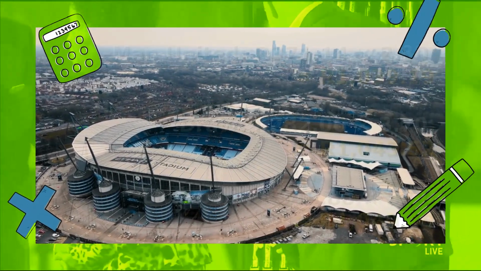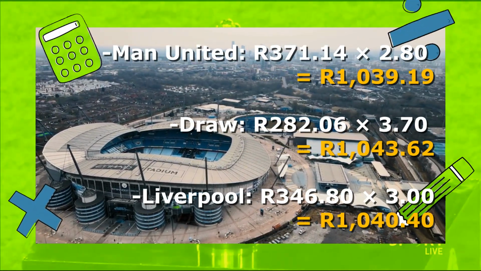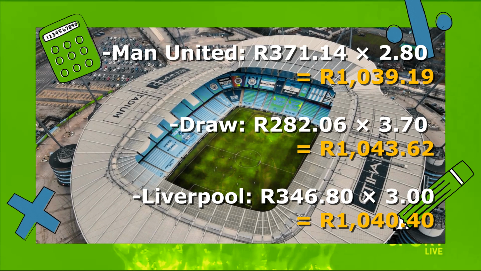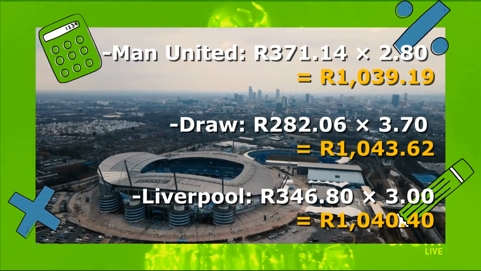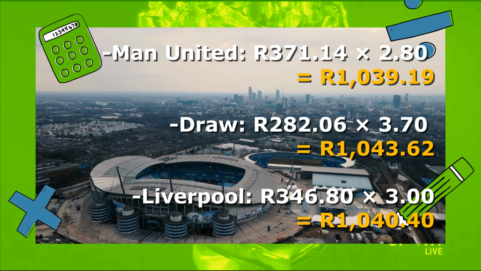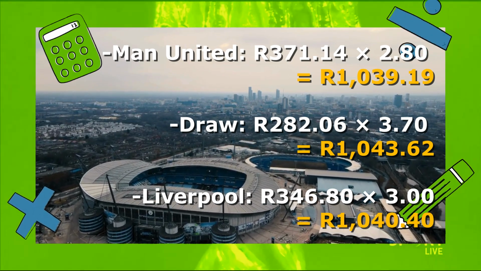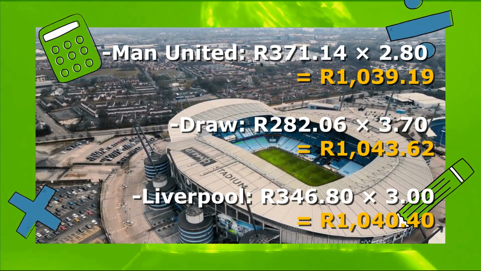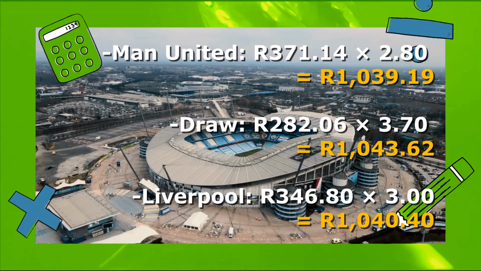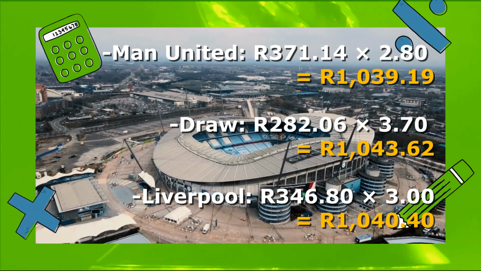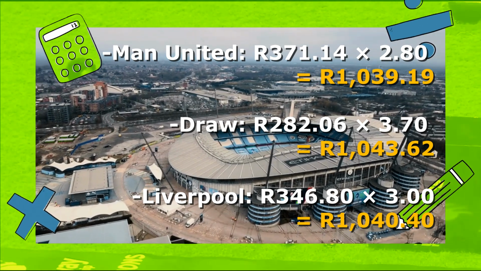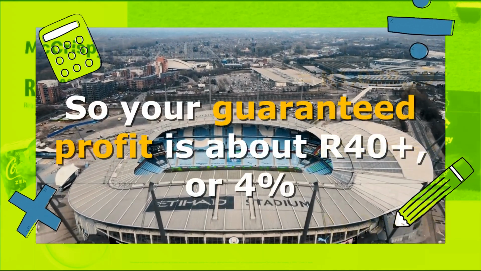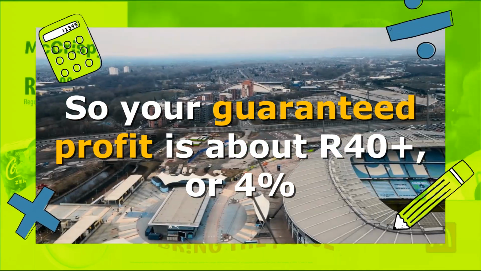So for your total bet of 1,000 Rand, no matter who wins, the return is, if Man United were to win, 371 Rand 14 cents times 2.80, which equals 1,039 Rand 19 cents. For a draw, we would stake 282 Rand 06, multiply that by 3.7, that amounts to 1,043 Rand 62. And then for a Liverpool win, the stake of 346 Rand 80 multiplied by the odds of 3 equals 1,040 Rand 40 cents. So your guaranteed profit is about 40 Rand or 4% of whatever it is that you would have staked.